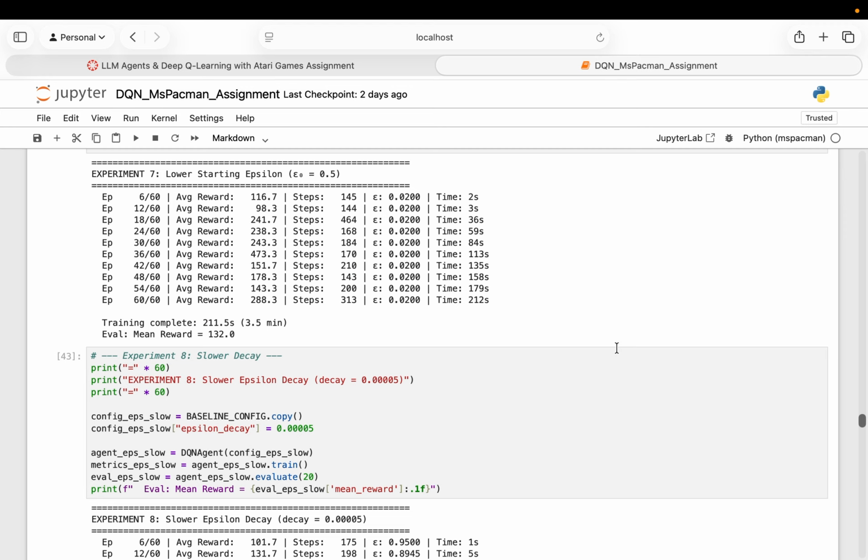For exploration parameters, the baseline with epsilon starting at 1.0 scored 253. Starting at 0.5 dropped to 132 because the replay buffer didn't get diverse experiences from the full maze. Slower decay dropped to 121 because the agent wasted time on random actions instead of exploiting what it learned. Here we can see the comparison.